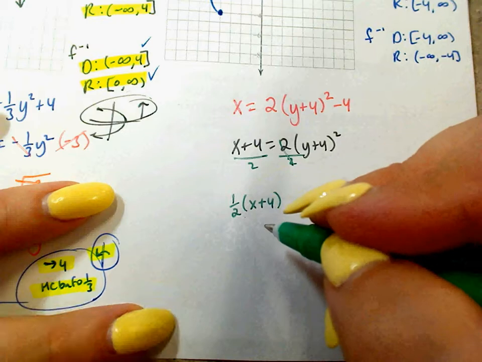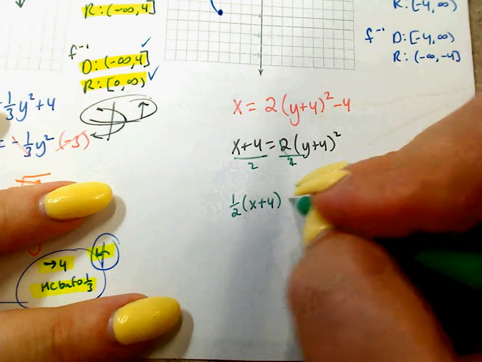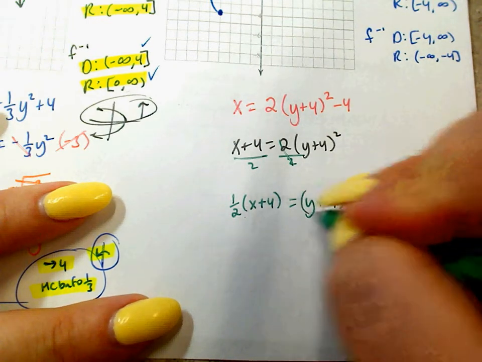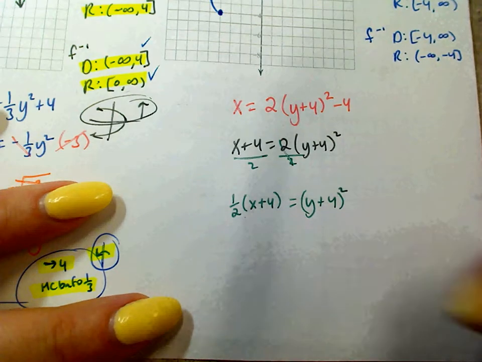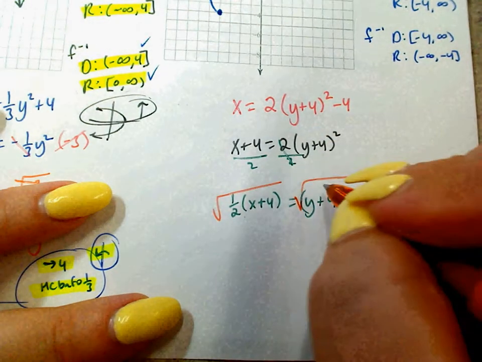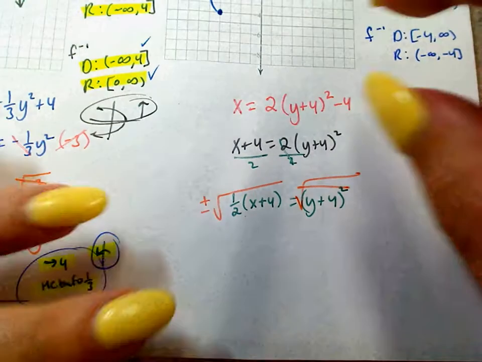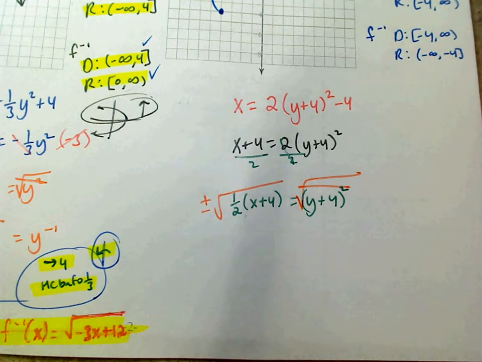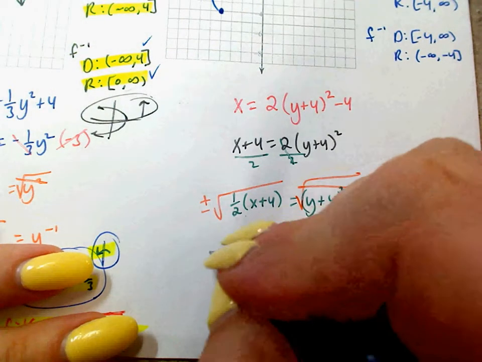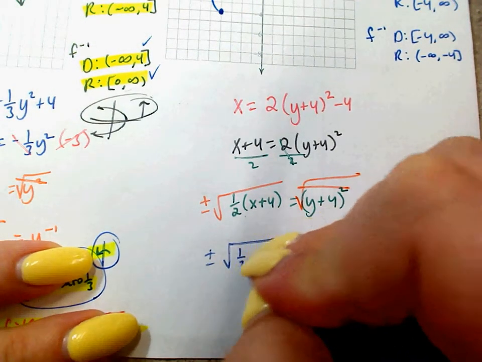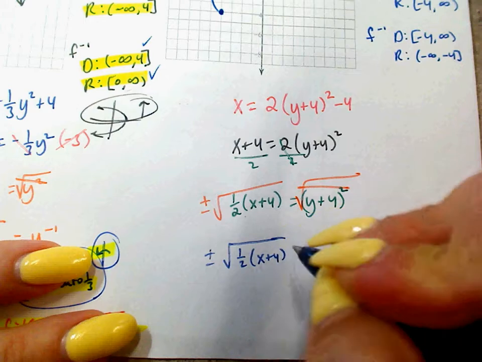So y plus 4 quantity squared. I'm going to take the square root. When you take the square root, there are 2 answers. We have to decide which one is which. And then I'm going to subtract the 4. So plus and minus the square root of 1/2 quantity x plus 4, and then minus 4 equals f inverse of x.